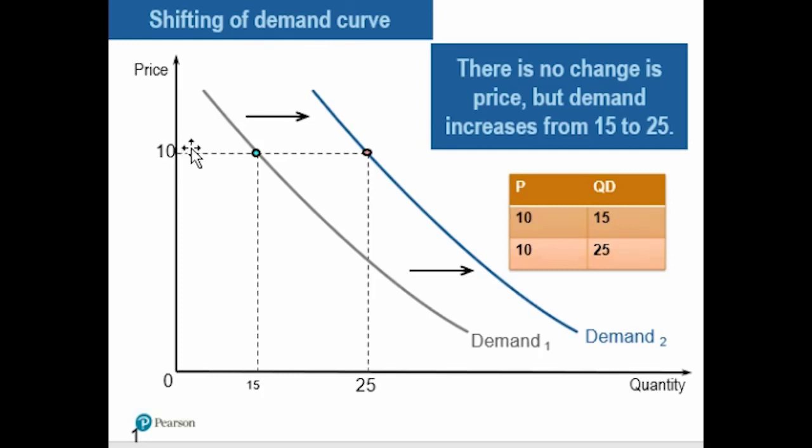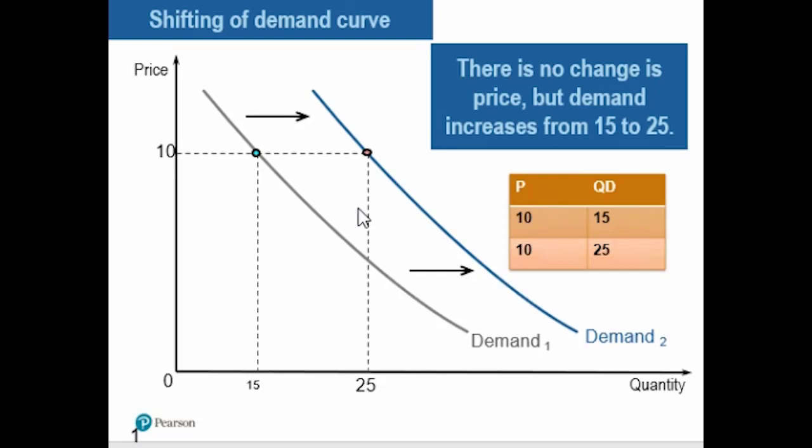As you can see in this graph, there is only one price and there are two quantities. There is no change in price, but demand increases from 15 to 25. Price is the same, but demand increases from 15 to 25. So this is called an increase or rise in demand. And when this is the case, there will be shifting of the demand curve, when there is no change in price but demand increases.